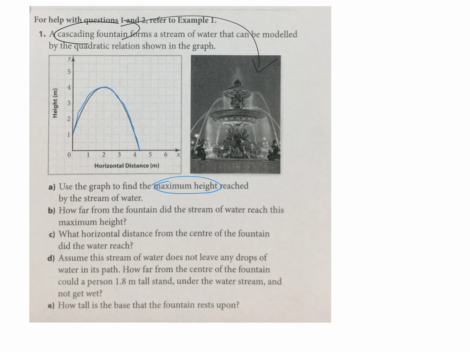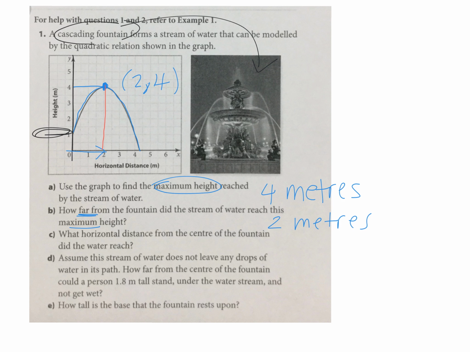Lawrence, what is the maximum height of the water? The highest point, which is located where? Vertex. What's the highest point? Good. 4 meters, and you told me the coordinates of the vertex. Okay, so it was 2 meters away from the fountain. That's when it reached its maximum height. Here's the fountain. The y-axis is the fountain.